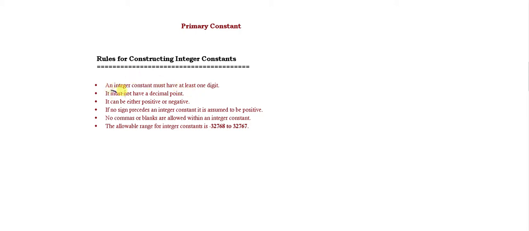So first is the integer constant. Here you can see an integer constant must have at least one digit. That means you can tell any number. Integer means a number without decimals, like 1, 2, 3, 4.